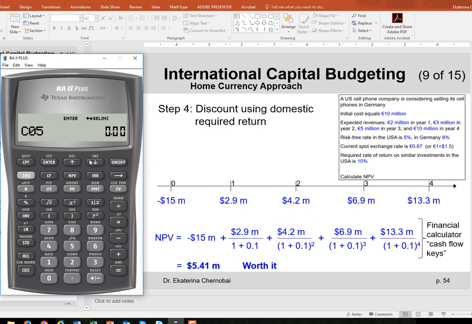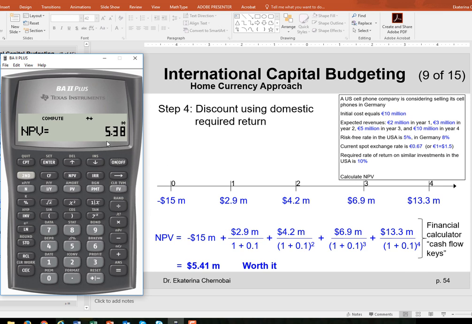Now I just need to compute the net present value based on all these cash flows I have just entered using 10% for the discount rate. 10% is given. So I press the NPV button. I is the interest rate that I need to enter. So I put 10, enter, down, compute.